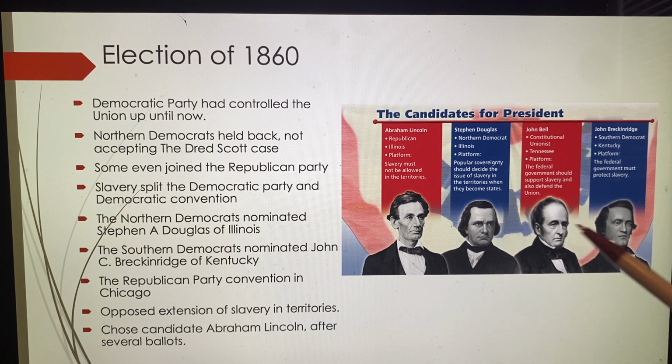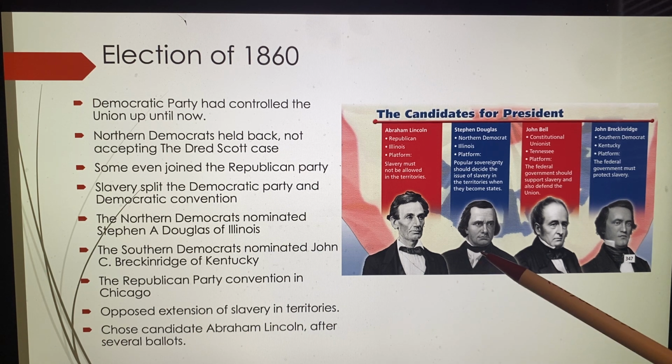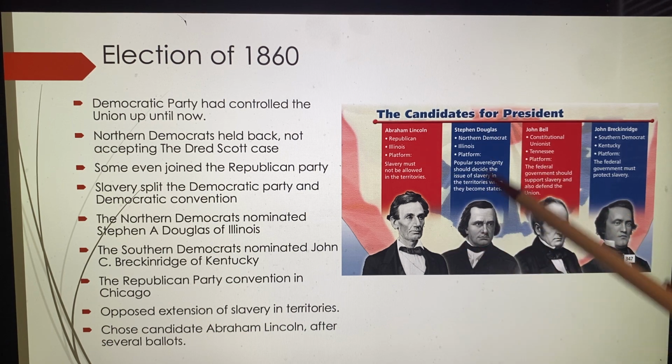Stephen Douglas was a Northern Democrat, not Republican, Democrat, and he was from Illinois too. And his platform was popular sovereignty, which made the states and the people actually vote to decide on the issue of slavery, right? And so when the territories became states, the people should decide. So that's Douglas, Democrat in the blue, red Republican, Lincoln.